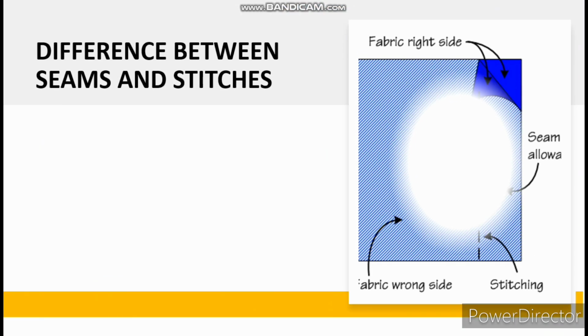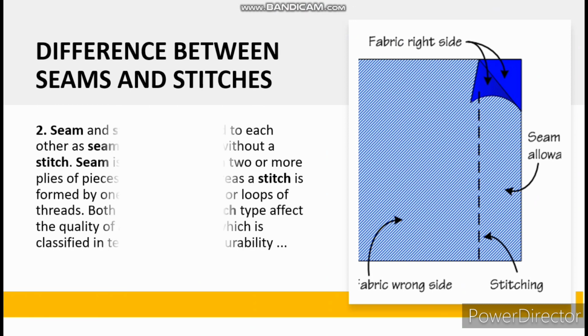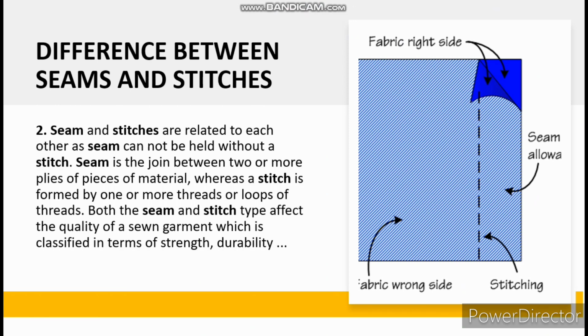Let's look at the second difference between seams and stitches. Seams and stitches are related to each other, as a seam cannot be held without a stitch. I repeat, they are related because a seam cannot be held without a stitch. A seam is the joint between two or more pieces of material, whereas a stitch is formed by one or more threads or loops of thread. Both the seam and stitch type affect the quality of a sewn garment, which is classified in terms of strength and durability.